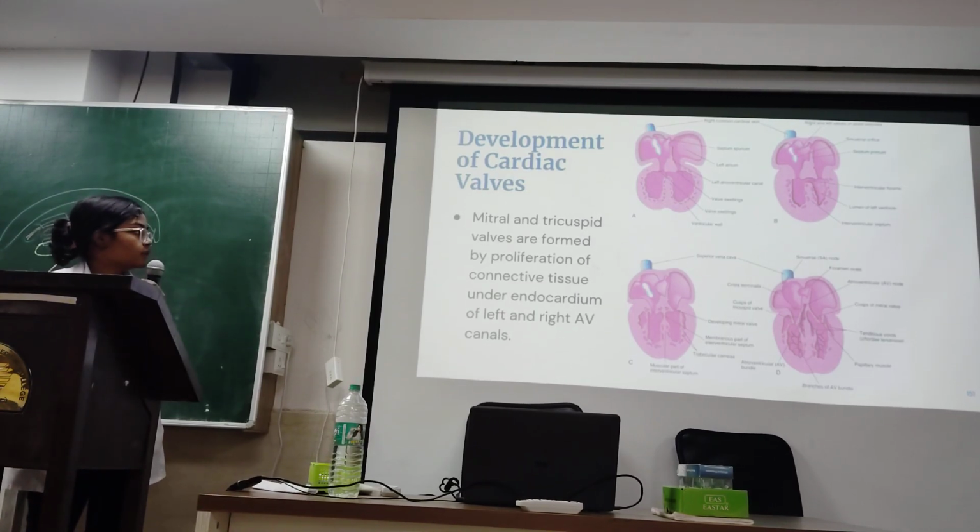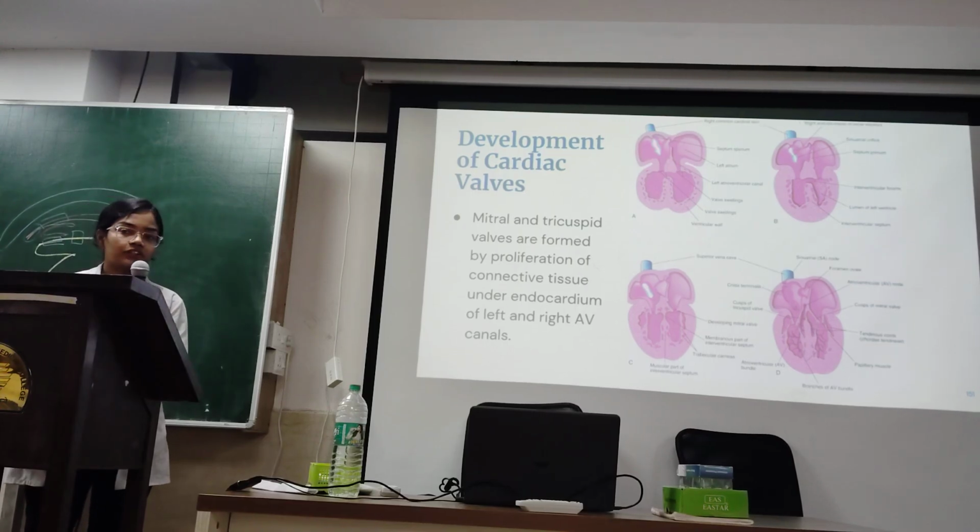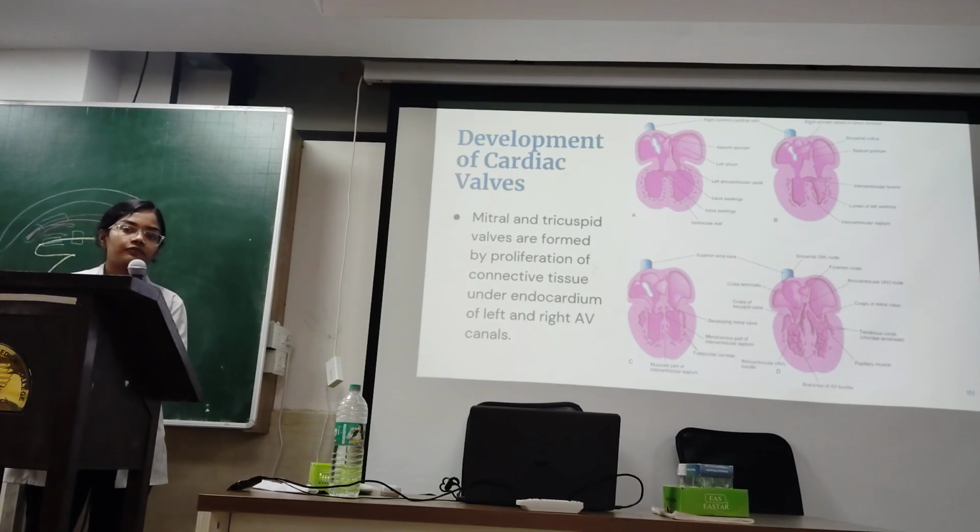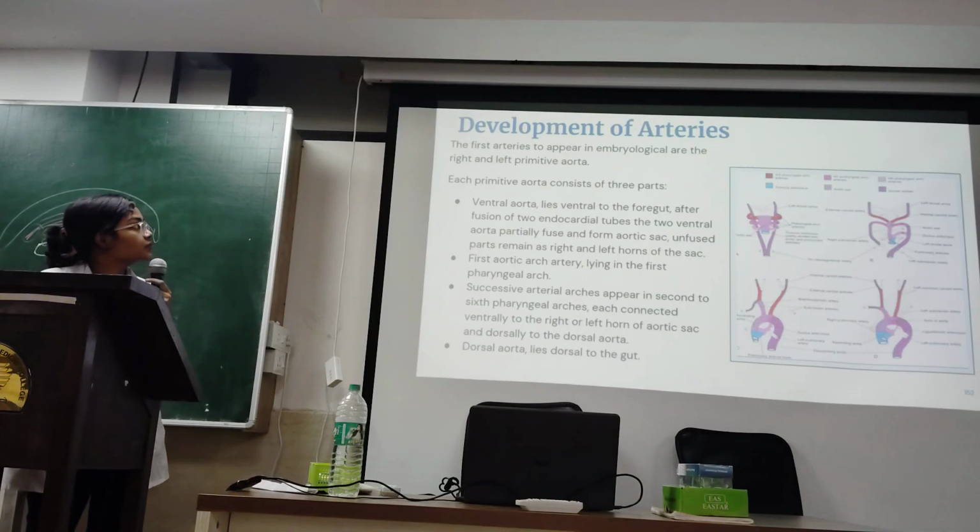Mitral and the tricuspid valves are formed by the proliferation of connective tissue present under the endocardium of the right and left AV canals. This tissue undergoes remodeling and excavation and forms the valve cusps.